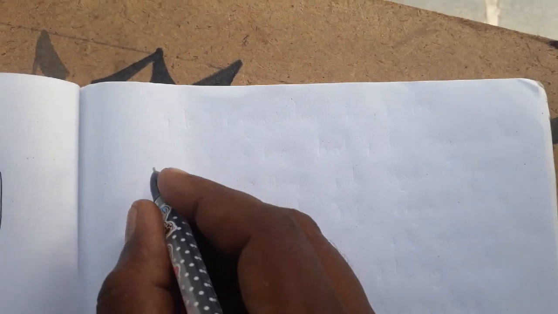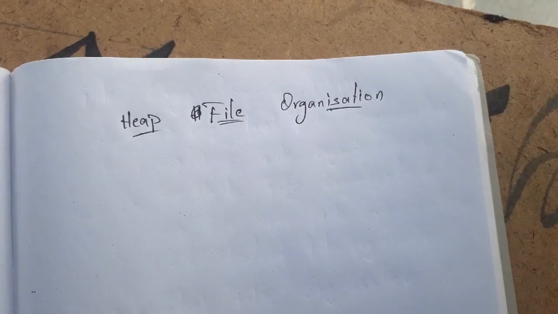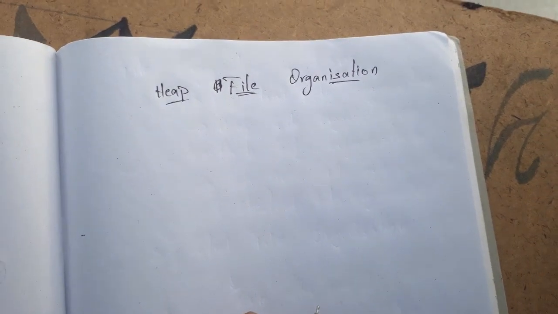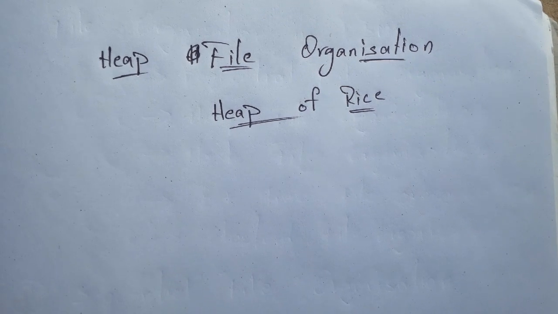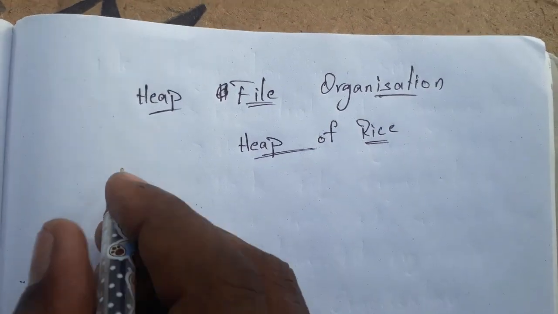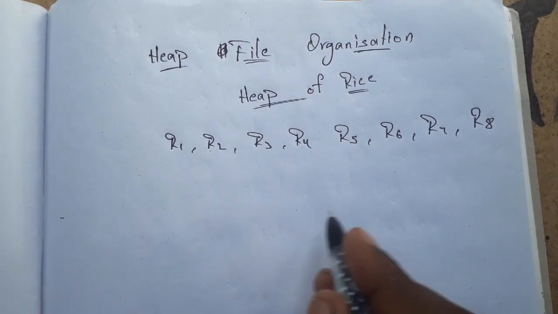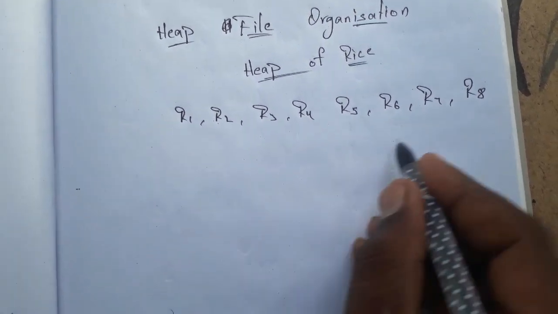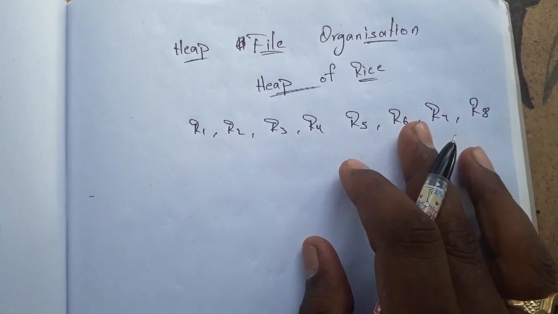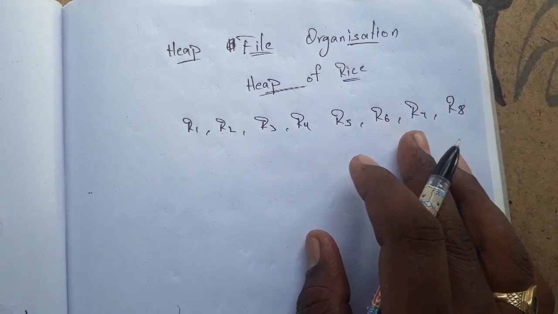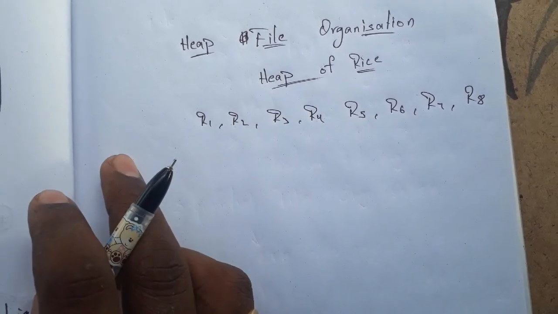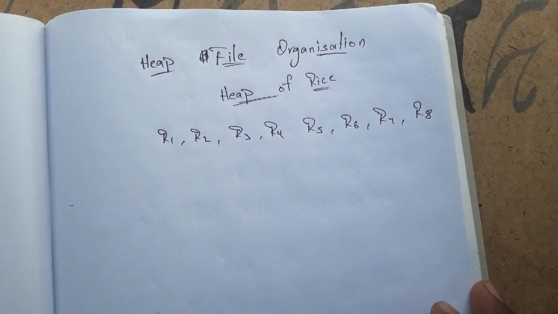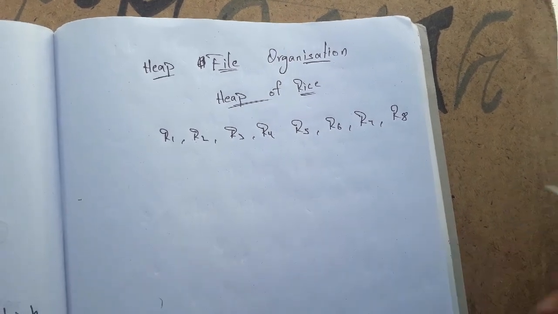The next file organization in set 1 is heap file organization. To let you know the meaning of a heap, consider a heap of rice. In the same way, we have 8 records in a university. In case of heap file organization, records will be stored in the data block without any order. It can be stored in any of the data blocks, but it's the responsibility of the DBMS to access the particular record whenever it is called.